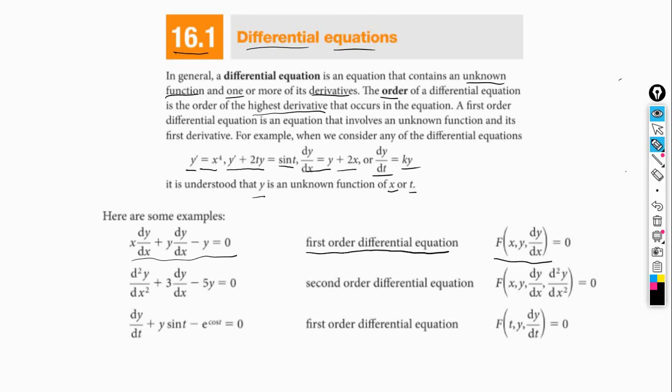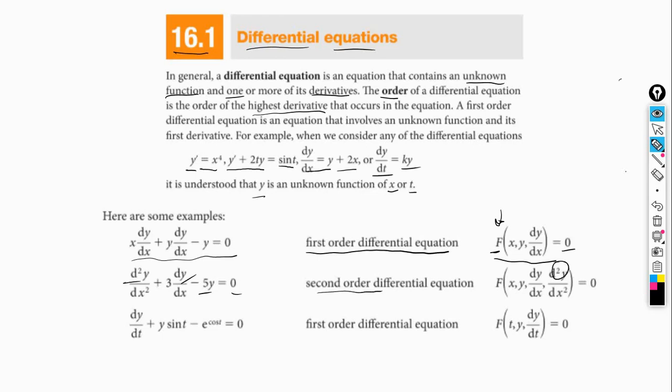Notice the notation here. F of x, y, derivative of y is equal to 0. Now this stands for the antiderivative. We will see this later on. This is the second derivative of y plus 3 times the first derivative of y minus 5y is equal to 0. This is a second order differential equation. Notice the difference in the notation.